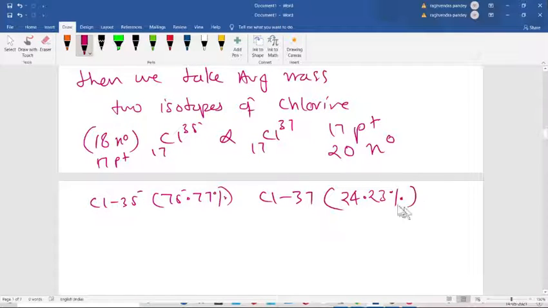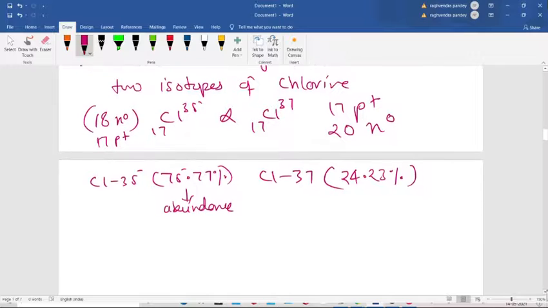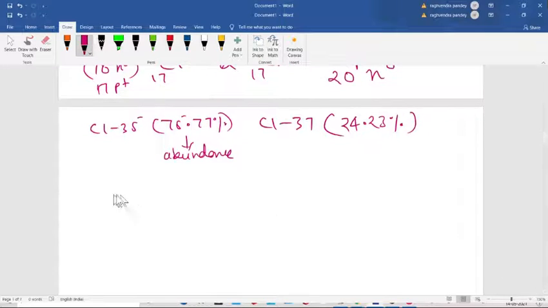Chlorine 36 has a very low percentage, so we don't consider it. So that is called abundance. Okay, this is called abundance. So what is the average mass? How to calculate the average mass?